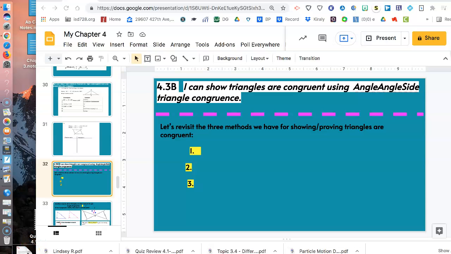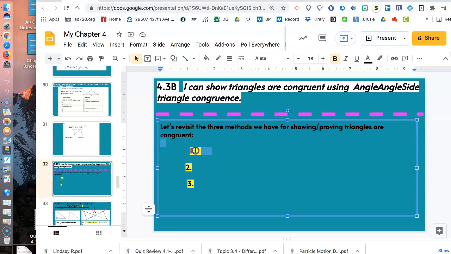In 4.3b, we're going to still be showing or proving that triangles are congruent. We're going to use what's called the angle, angle, not included side, triangle congruence. But first of all, let's look at the ones we've already done from last week.